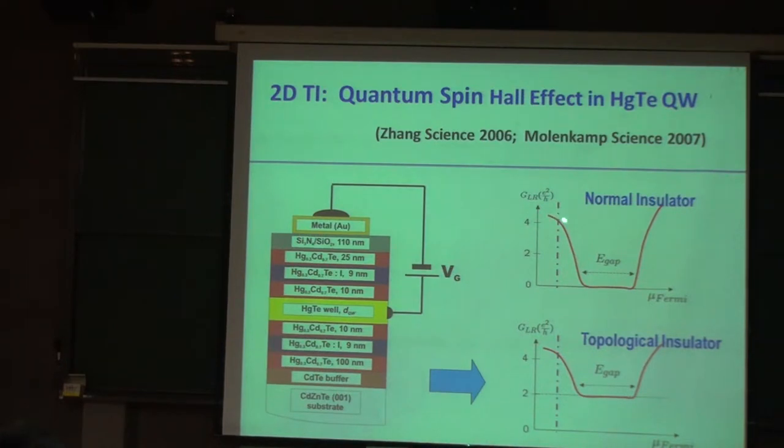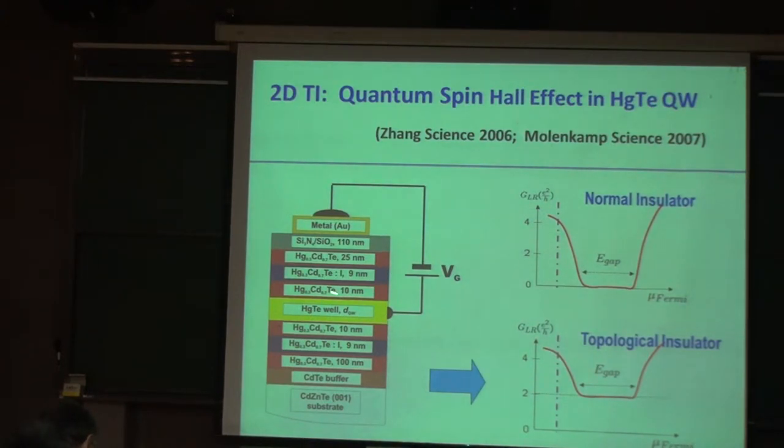So for the normal insulator, this is basically related to the band gap. If the Fermi energy or the chemical potential falls into the gap, as I mentioned, there is no available electronic state to make the transport. So if you measure the Hall resistance as a function of this Fermi energy or chemical potential within the gap, you get zero conductivity. Everybody knows this is the characteristic of a normal insulator.